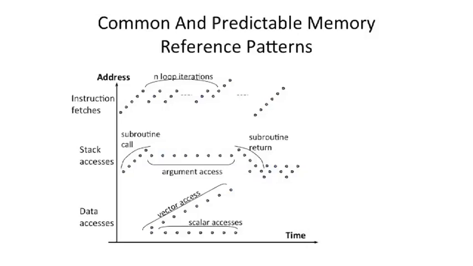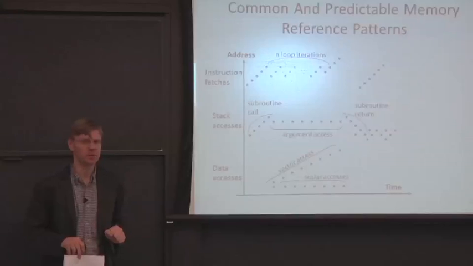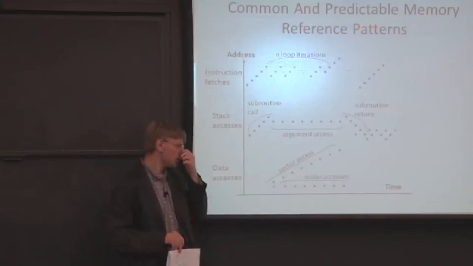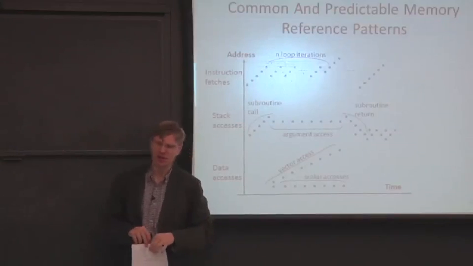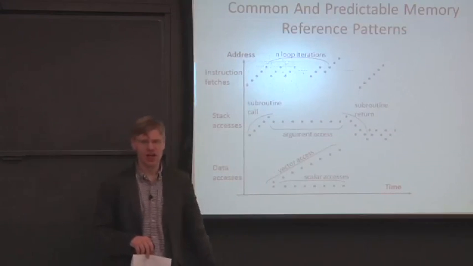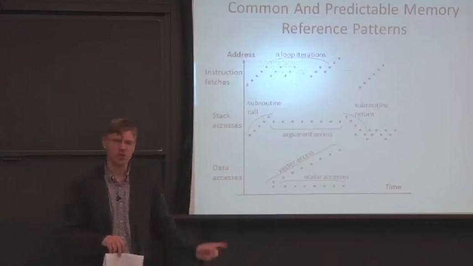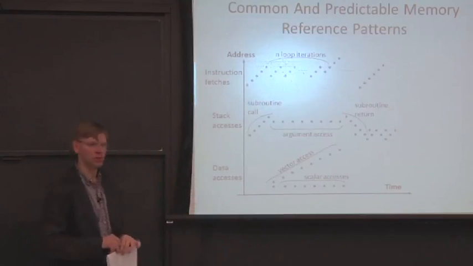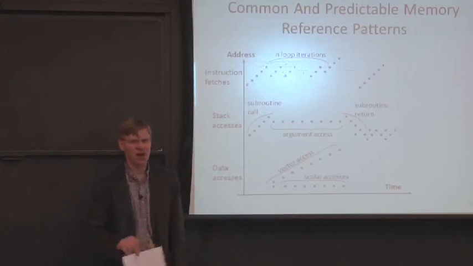OK, so let's look at different memory access patterns and try to come up with a couple of different techniques that we can exploit to increase the probability that the data we're going to need is in that small, fast memory. So we have an interesting graph here. I want to explain what this is. We're going to look at a toy example first, and then we're going to look at a memory reference trace from a real operating system with a real program running under it. But let's start off with some examples here.